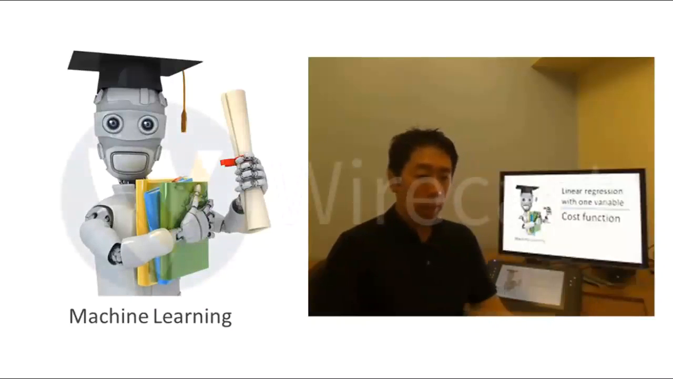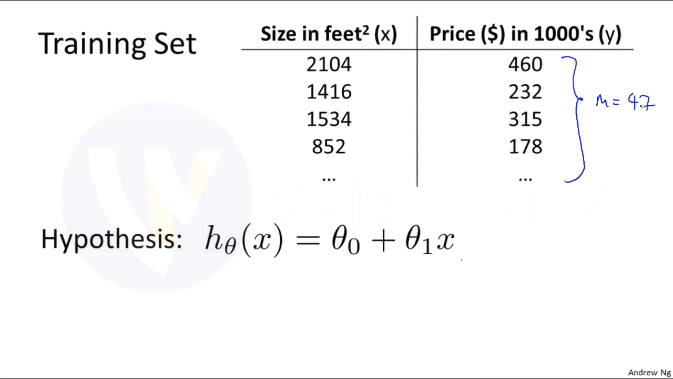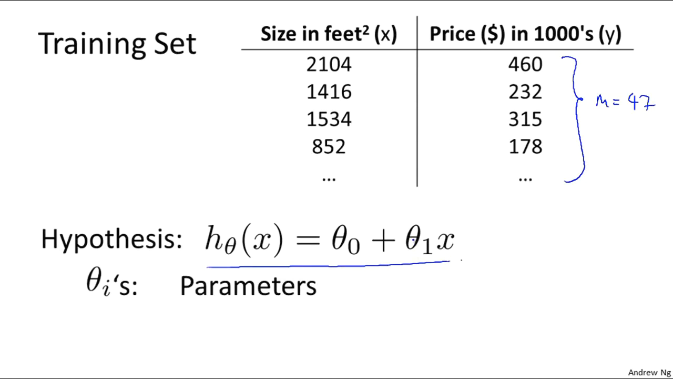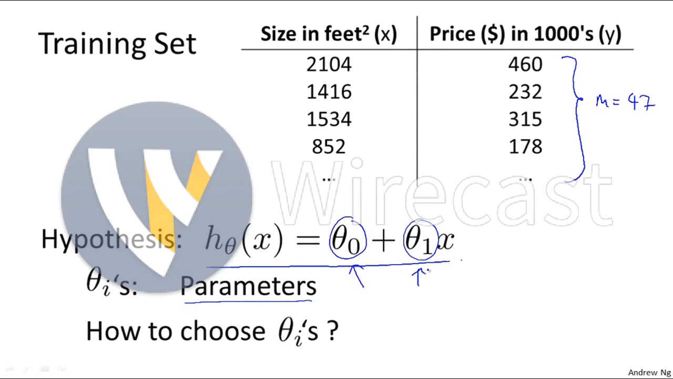In linear regression, we have a training set like that shown here. Remember our notation, m was the number of training examples, so maybe m equals 47. And the form of our hypothesis, which we use to make predictions, is this linear function. To introduce a little bit more terminology, these theta 0 and theta 1, these theta i's, are what are called the parameters of the model. And what we're going to do in this video is talk about how to go about choosing these two parameter values, theta 0 and theta 1.